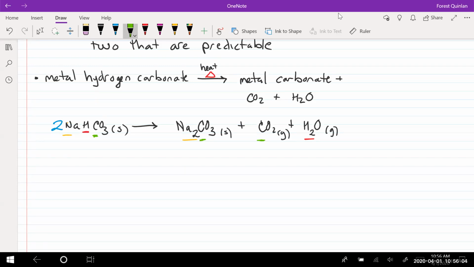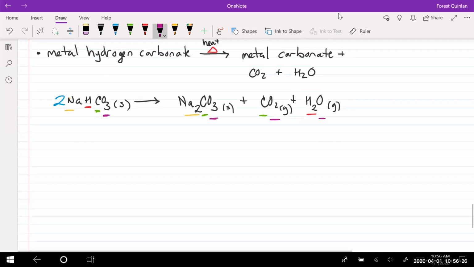And what's my other color I can use here? Purple. How many oxygens on the left? 6. And on the right? 7, no, 6. There it is. Sometimes, guys, it's that easy.